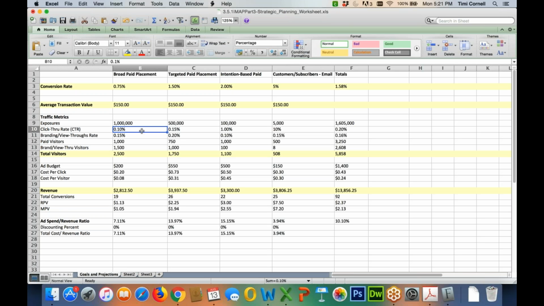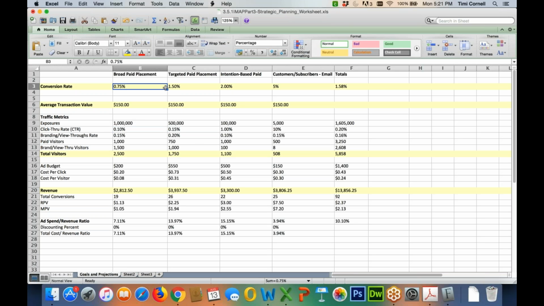All right, a couple of things happened. Of course, our conversions are 19. Our revenue is now $2,812.50. And then RPV, revenue per visitor, is $1.13, and MPV, margin per visitor, is $1.05.